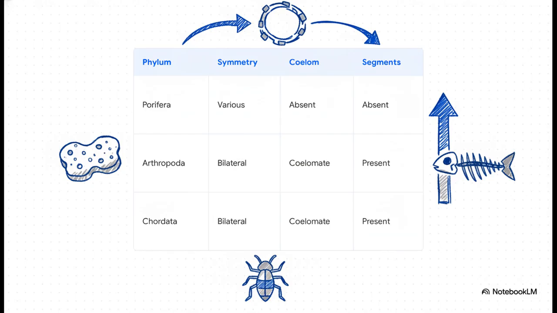Totally basic. Then skip down to the arthropods, highly organized with bilateral symmetry, a true column, and very clear segmentation. And finally, Chordata, sharing that advanced bilateral and columnar structure, but bringing entirely new internal skeletal mechanics to the table.